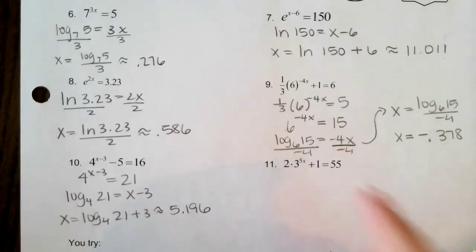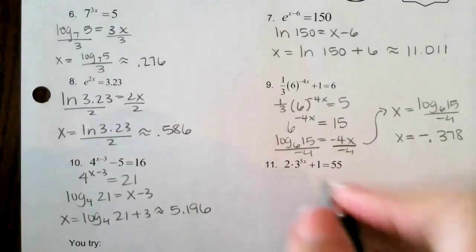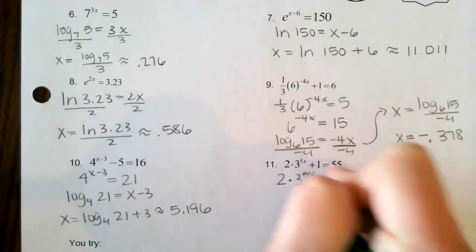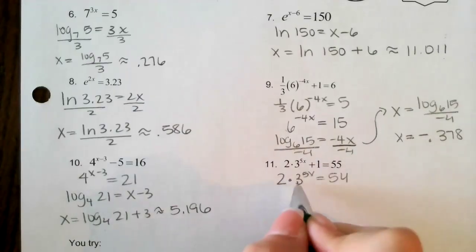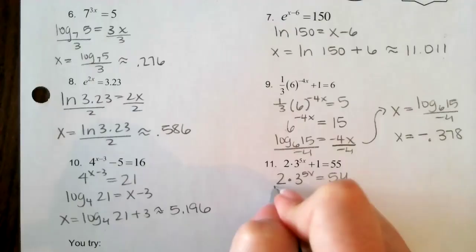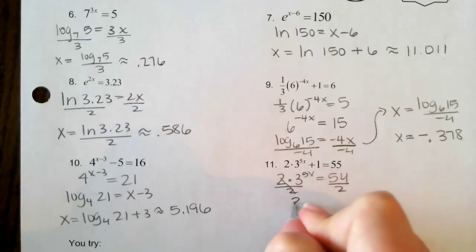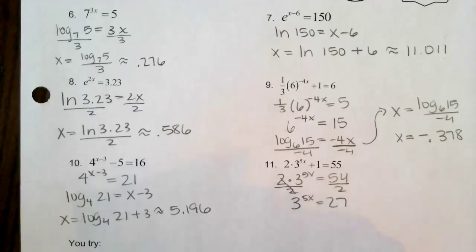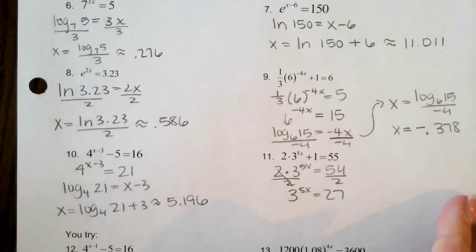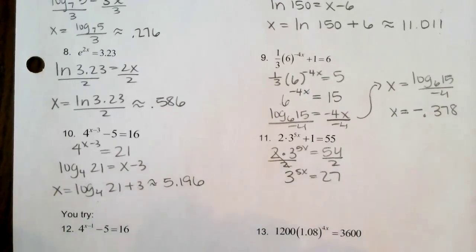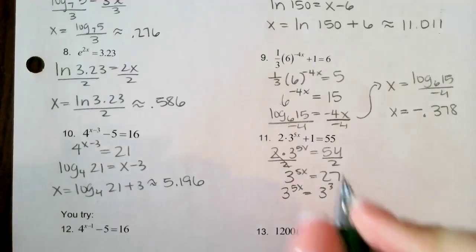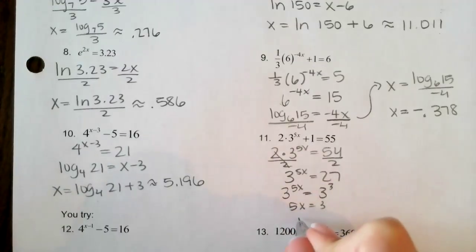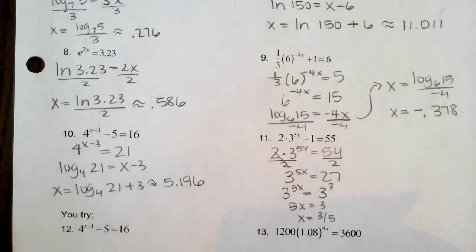All right, our next one here, I start by subtracting the 1 to get that to the other side, so I get 2 times 3 to the 5x is equal to 54. We divide by 2 because these two are being multiplied, so I divide by 2 in order to get my exponential by itself. So 3 to the 5x is equal to 27. This is one that you can do by common base. So you can recognize that and do that quickly as a common base. I can get 3 to the 5x is equal to 3 to the third. And so then 5x equals 3. X is equal to 3/5.